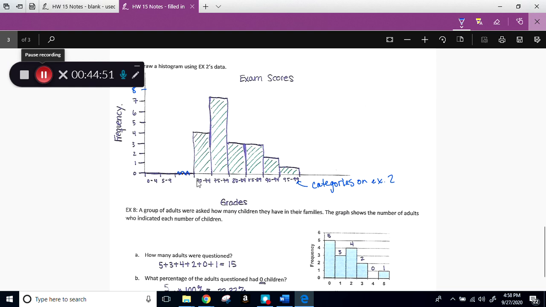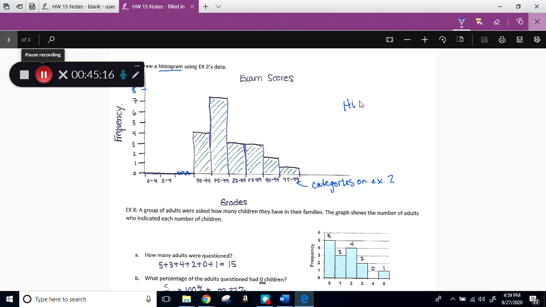So make your bar graph go up to a 4. And then this one goes up, 75 to 79 went up to 7. And then these were both at 3. It's kind of hard to see, and 3. And then I think this was 2 and then 1. Okay, so this is a histogram.